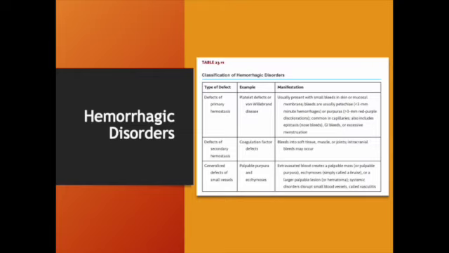Hemorrhagic disorders can include defects of primary hemostasis, defects of secondary hemostasis, or generalized defects of small vessels. The arrest of bleeding, or what we call hemostasis, depends on having an adequate number of platelets, normal levels of coagulation factors, and an absence of any defect in a vessel wall.